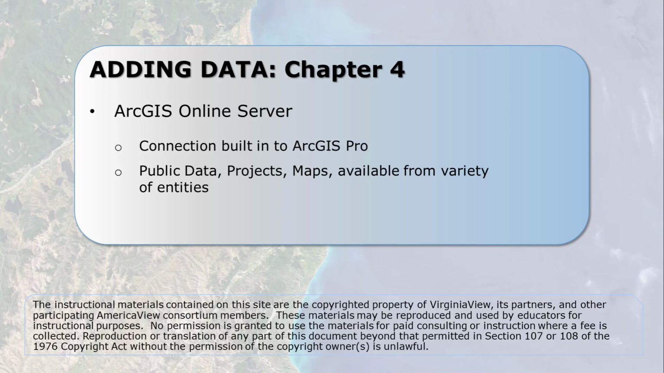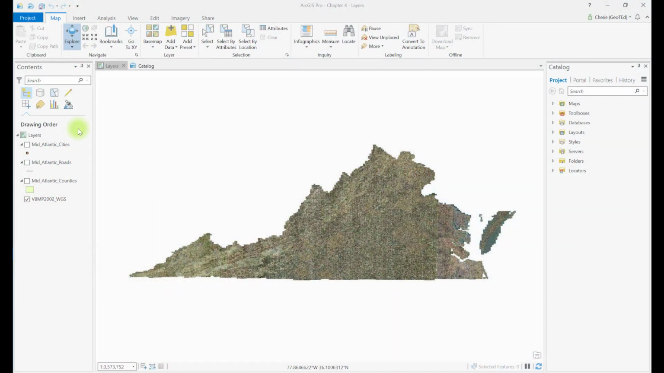ArcGIS Online is a cloud-based geospatial data sharing portal maintained by ESRI. You can access data, projects, and map documents made publicly available from a variety of entities through this online portal. When you open ArcGIS Pro, signing into your organization's account also connected you to ArcGIS Online servers.